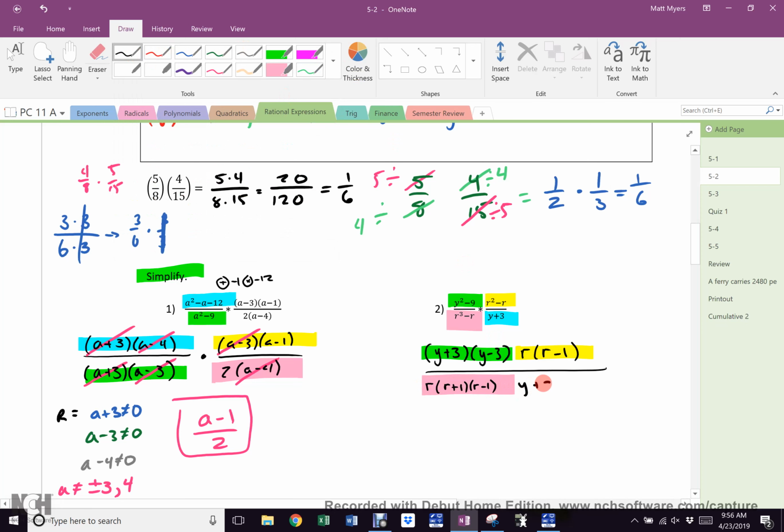It's y plus 3. Now, what do I need to do now? No, before I cancel, restrictions. My restrictions are as such. R cannot be 0, because if that's 0, this is all screwed. R cannot be plus or minus 1, because then we're screwed. And Y cannot be what? -3.